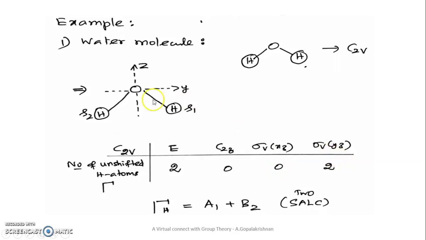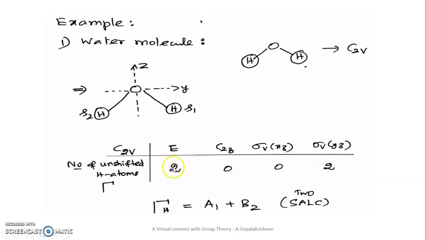Then what about the YZ plane? The YZ plane passes through the molecule. It passes through the oxygen as well as the 2 hydrogens. Since it passes through the molecule, if you do the reflection, both s orbitals remain in the same position, so the number of unshifted orbitals is 2. Are you clear? And this gives you a representation called the reducible representation.